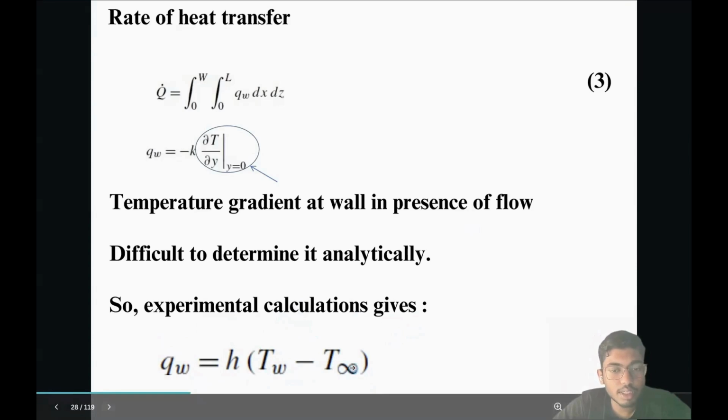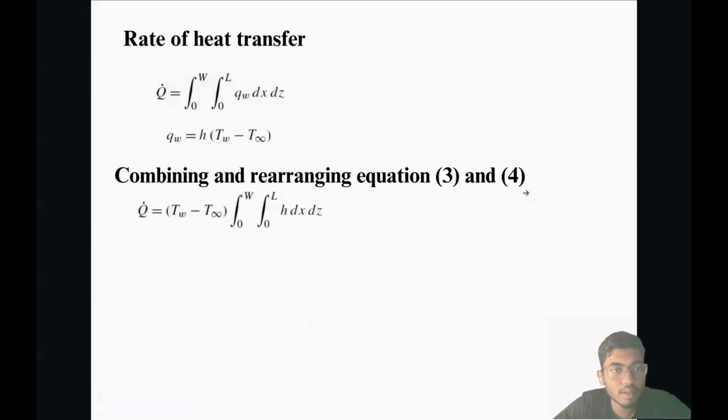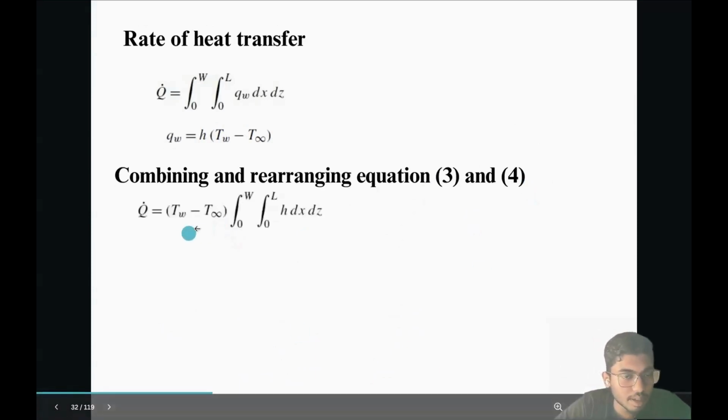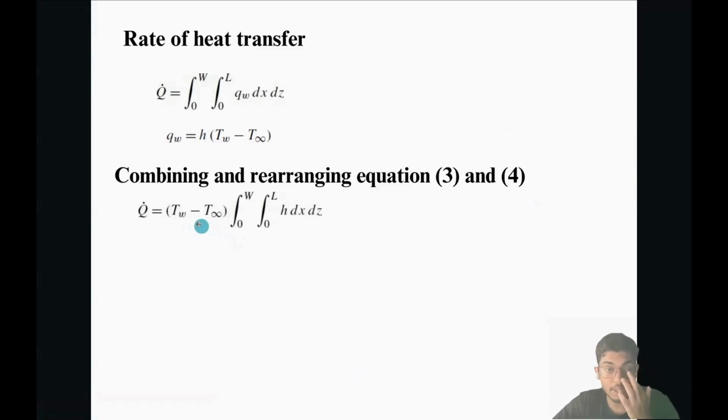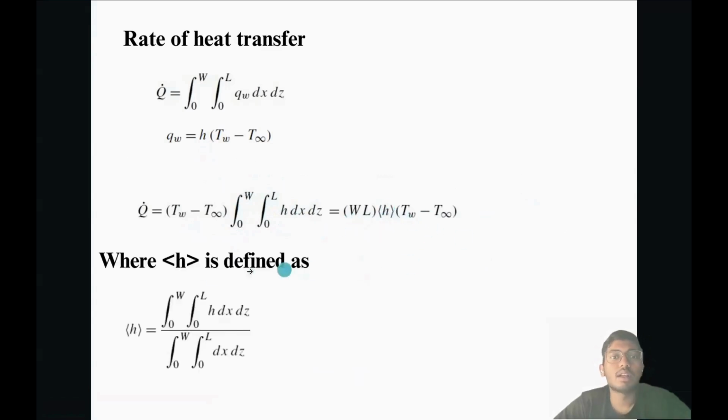So using this Newton's law of cooling, combining equation 3 and 4, we get the equation. We take out TW minus T infinity, and integrate it over 0 to W and 0 to L. Now here a term is introduced, that is H. We'll discuss it later. Now after integration, there is W, there is L, H integrated, and TW minus T infinity.